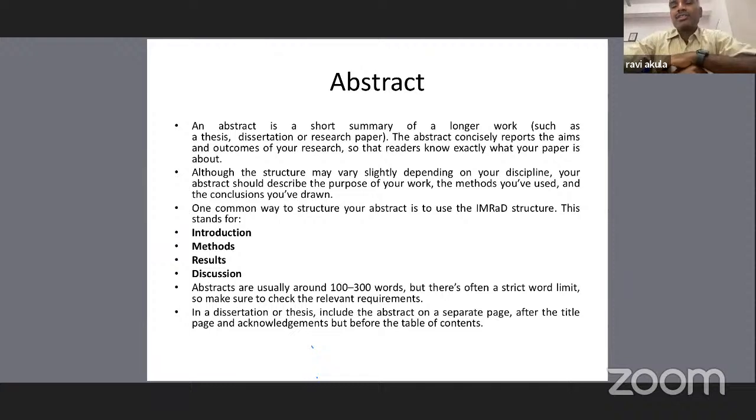So in a dissertation or thesis, include the abstract on a separate page after the title page and acknowledgements, but before the table of contents. So in our thesis also, usually we will prepare this abstract in a page or two. In most of the universities, the thesis abstract will be sent to the examiners to get the acceptance for adjudication. So the thesis will be around 200 pages or 300 pages based on the nature of work. An abstract of 15 pages or 20 pages will also be prepared.